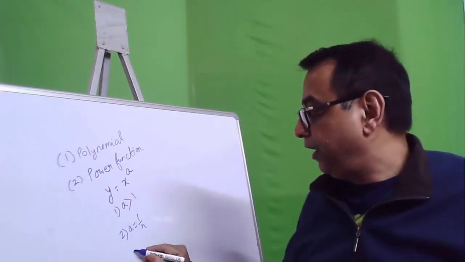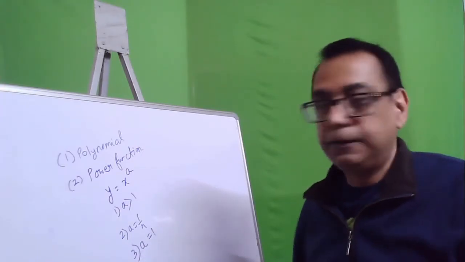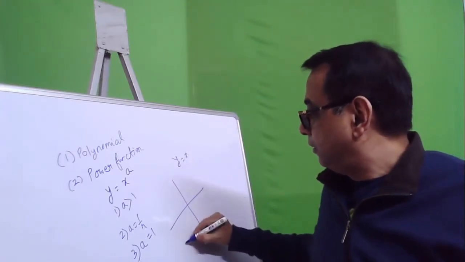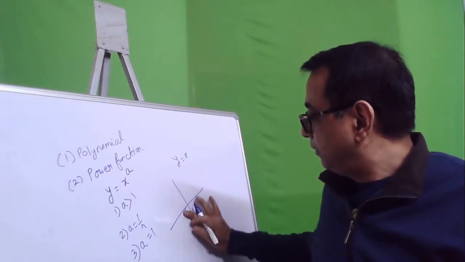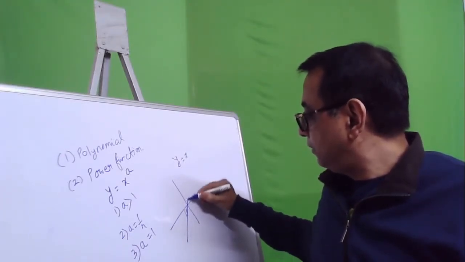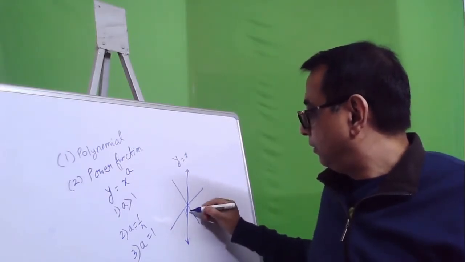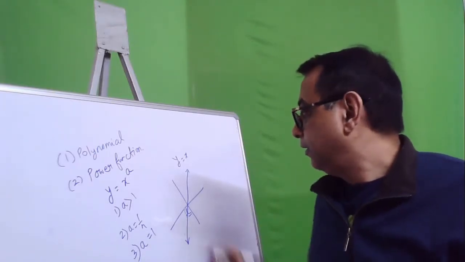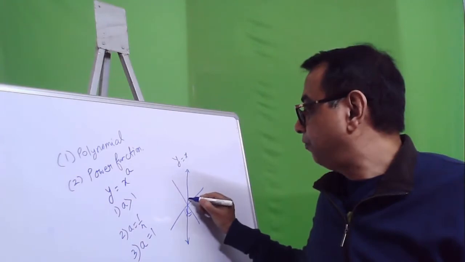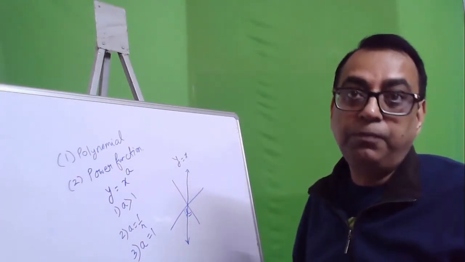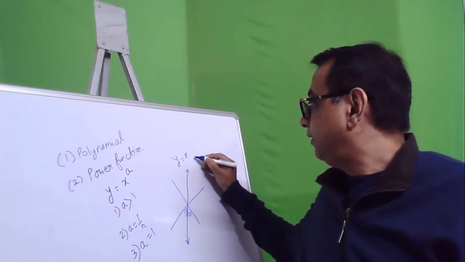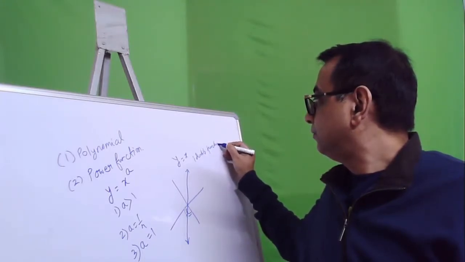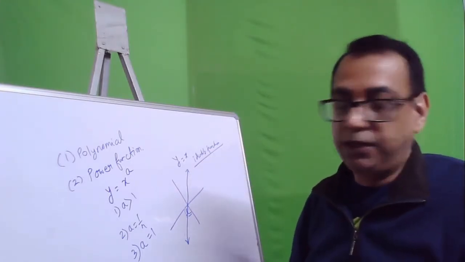What will happen if a is 1? Then y is equal to x. This will be a function like this, which will bisect the angle between the x and y axis. That means both of these will be 45 degrees and it will be a straight line passing through the origin. This is called an identity function, because y is equal to x.